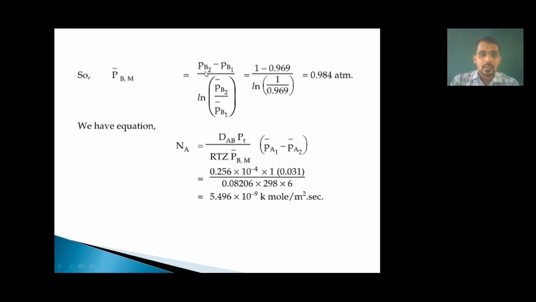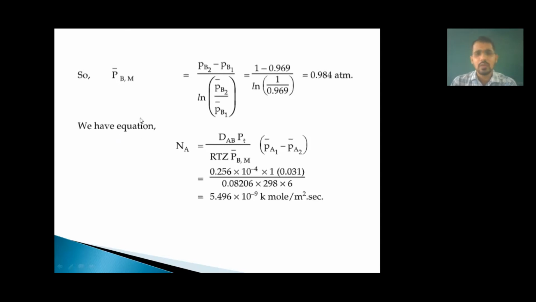This PB2 is nothing but PB2 bar. This PB2 is the same as the term above, meaning in numerator and denominator all the terms are the same. It's not the actual total pressure, it is a partial pressure. So this value is 0.984.